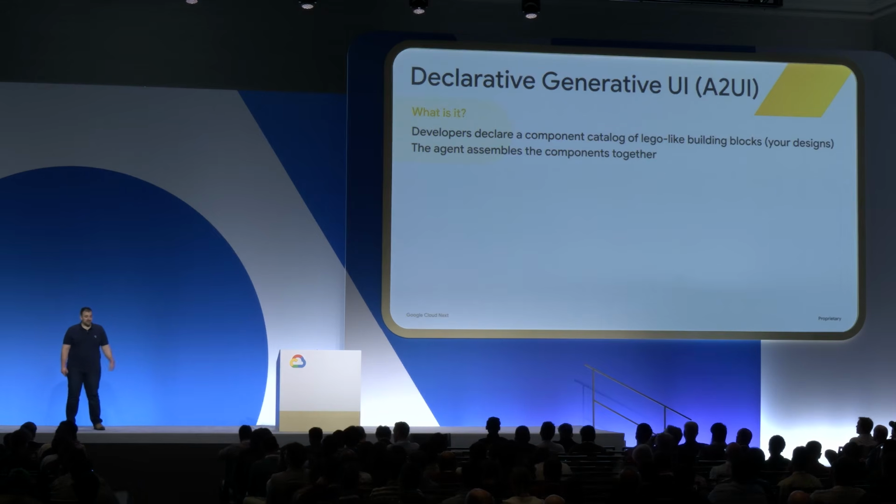Next, we have declarative generative UI, where A2UI fits in, and where developers declare a component catalog of Lego-like building blocks that the agent then assembles on demand to answer any user queries. So let's see that in action.